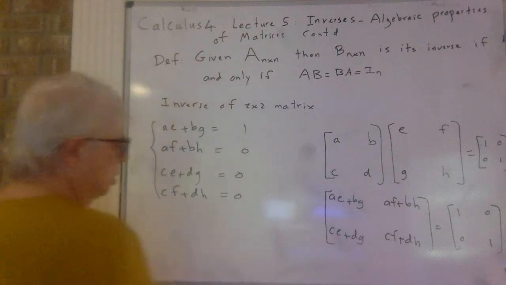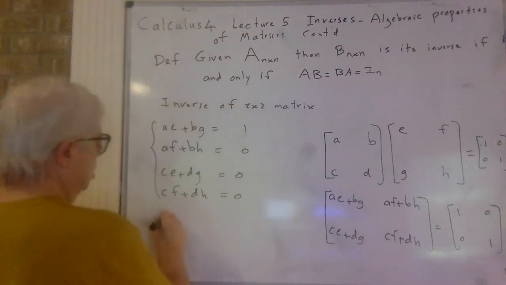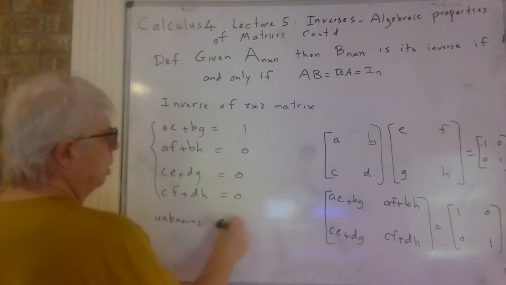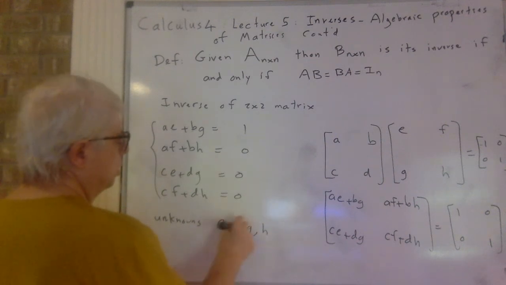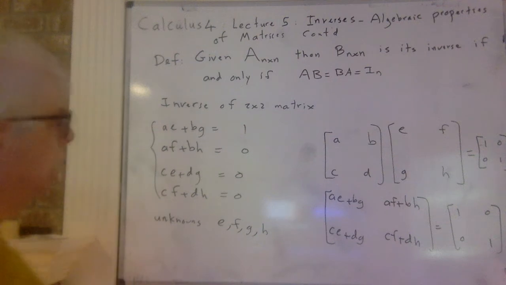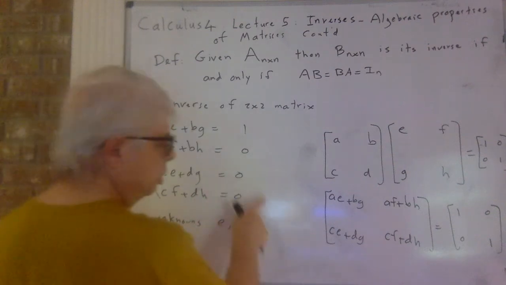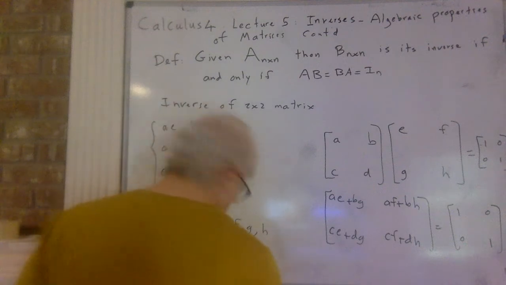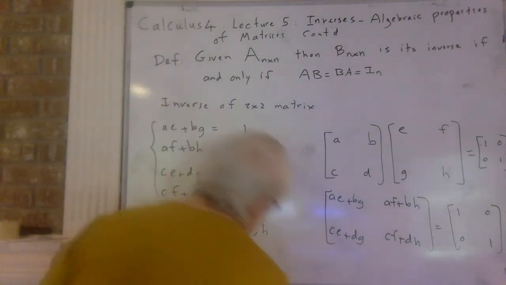So what are the unknowns? Unknowns are E, F, G, H. And A, B, C, D are known. So we have 4 equations in 4 unknowns. This one should be 1, I guess, right? The last one should be 1.